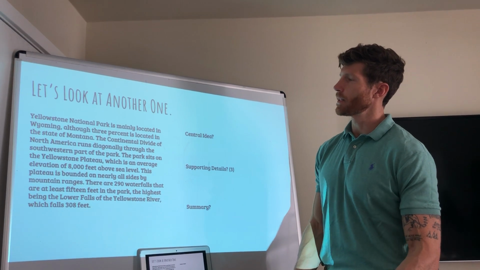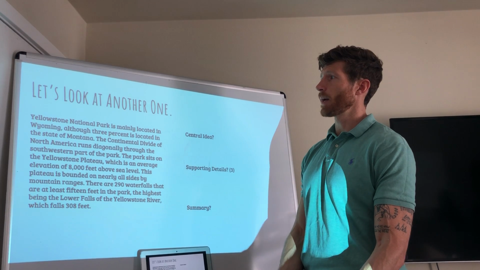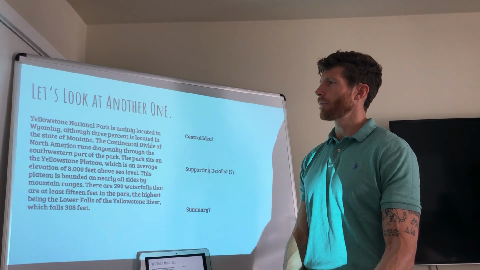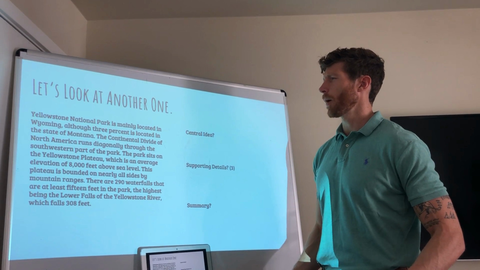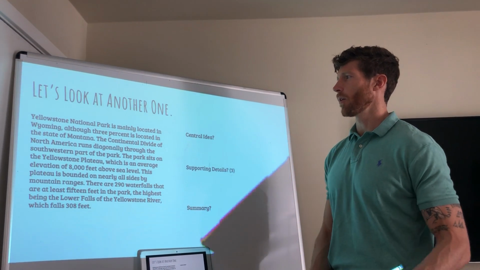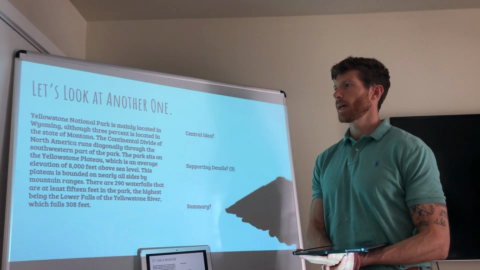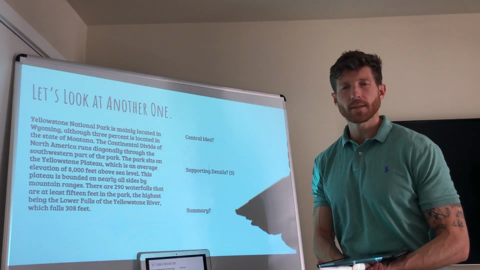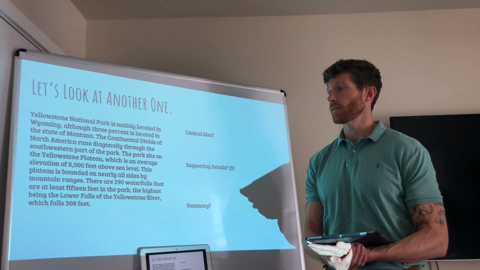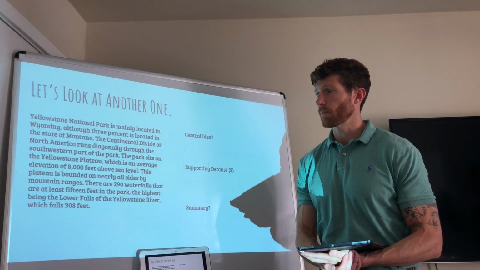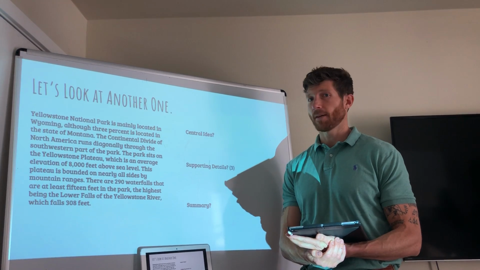Yellowstone National Park is mainly located in Wyoming, although 3% is located in the state of Montana. The Continental Divide of North America runs diagonally through the southwestern part of the park. The park sits on the Yellowstone Plateau, which is an average elevation of 8,000 feet above sea level. This plateau is bounded on nearly all sides by mountain ranges. There are 290 waterfalls that are at least 15 feet in the park, the highest being the lower falls of the Yellowstone River, which falls 308 feet.